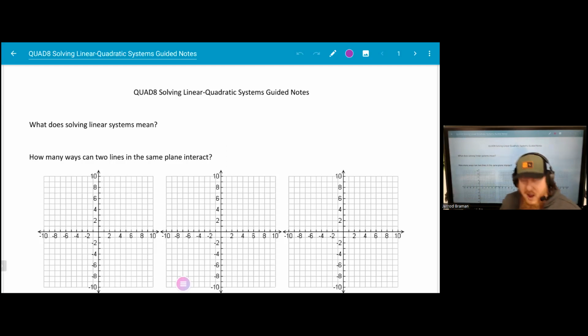Let's go and take a look at Quad 8 today. But to look at Quad 8, which is solving linear quadratic systems, what we're actually going to start with is something back from Algebra 1, solving linear systems. So let's go back and take a look at this.